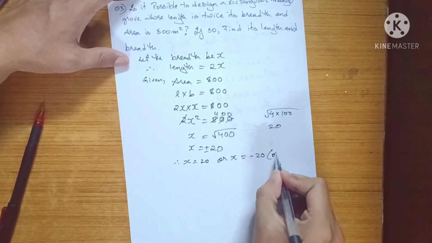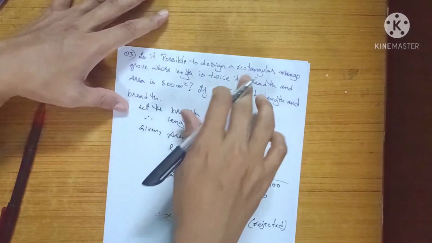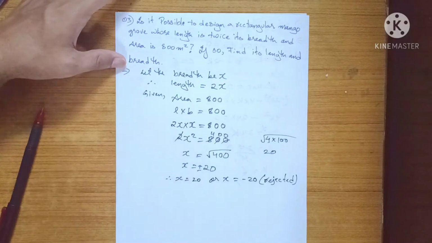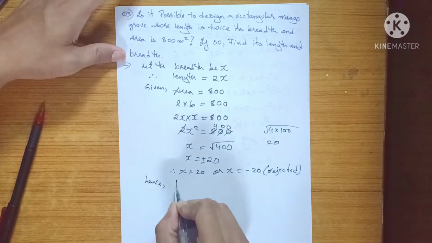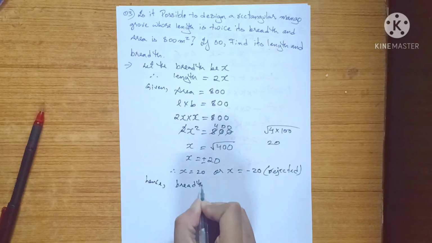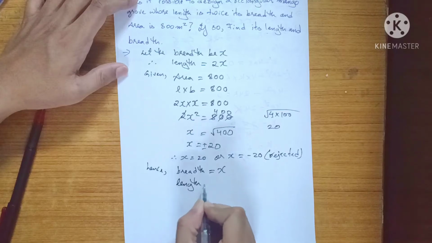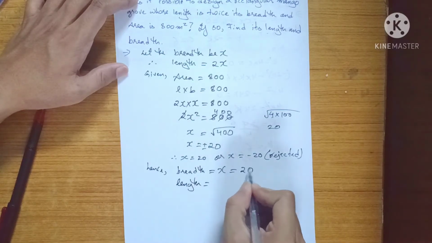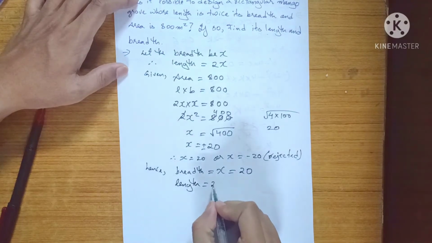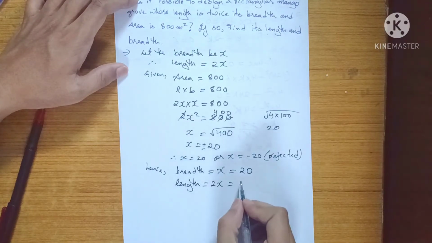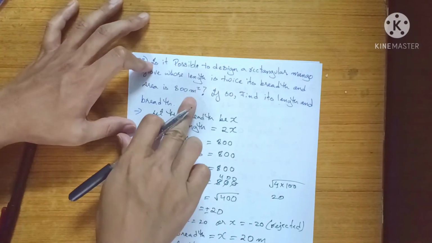This one is rejected because we're talking about a rectangle and it cannot be negative. So hence breadth is x, which we got as 20, and length was 2x, so double of x is 40. Meters, since the area was given in meter square.